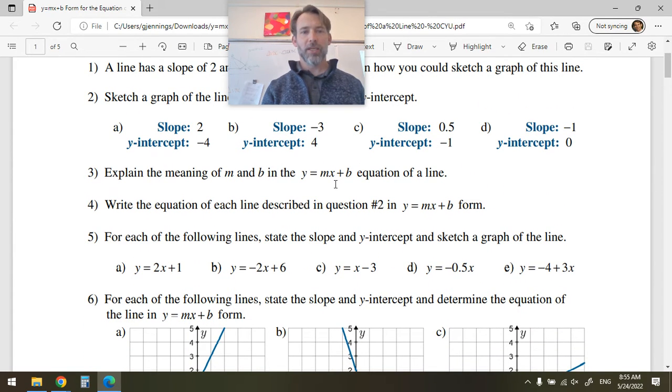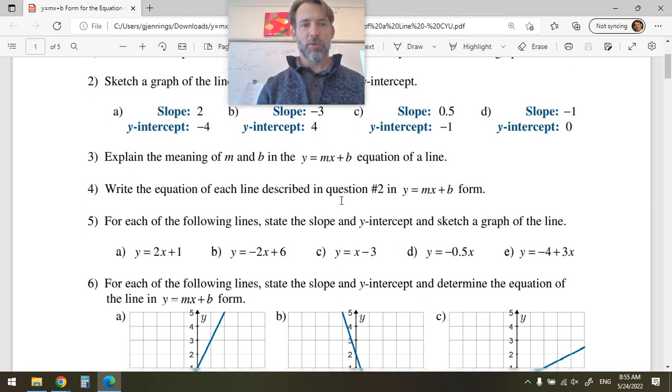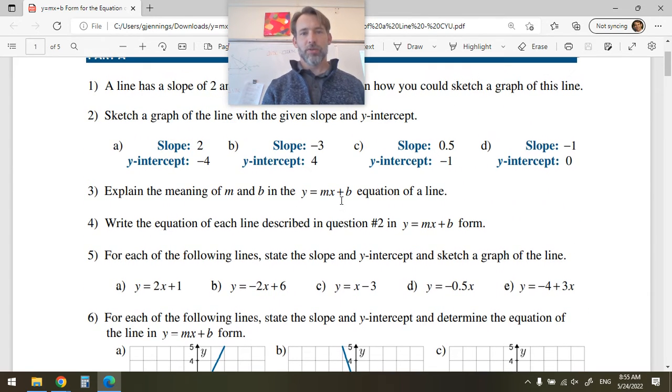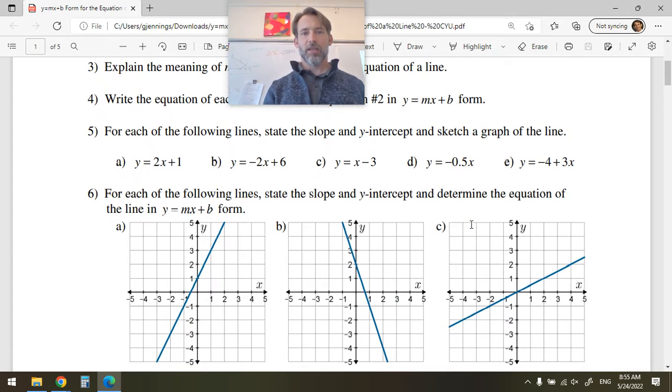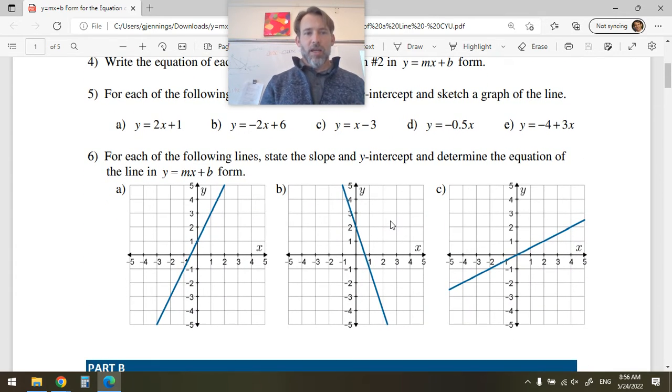So m and b in this equation, they are the slope and the y-intercept. And that's just so key to remember. So can you take these lines and write them in y equals mx plus b form? And so practice all of these.